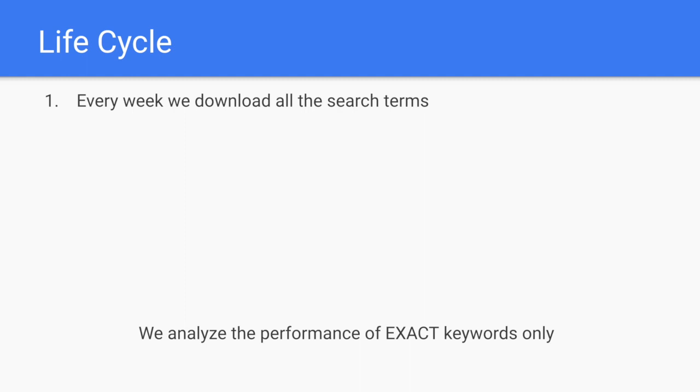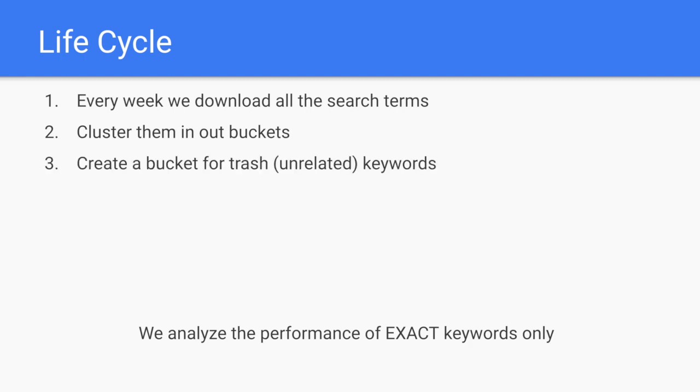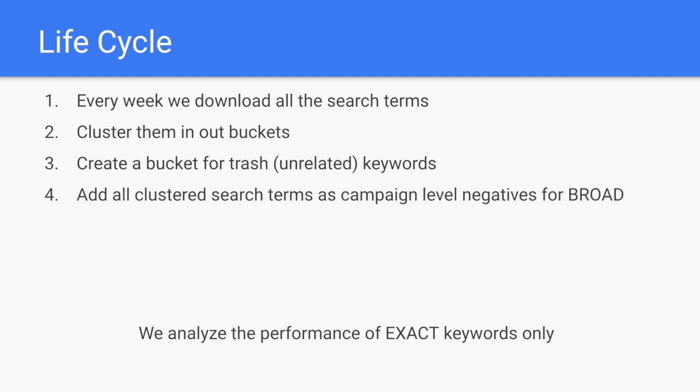So our life cycle is very simple. Every week we download all search terms and cluster them in our buckets. Then we create a bucket for trash, unrelated keywords, for example negatives, for those search terms that are not related to us. And if this is not a bad keyword and we want to try it out, we put it in the exact campaign and we put it as a negative to broad. But if it's a bad keyword, for example from our trash bucket, we just put it as a negative to broad on a campaign level. Only in that case can we delete these keywords from all possible search terms.